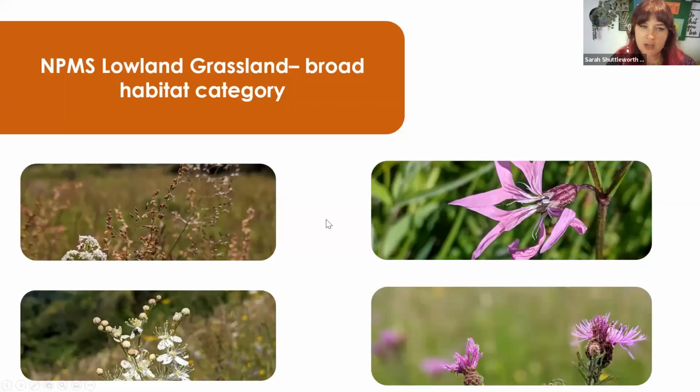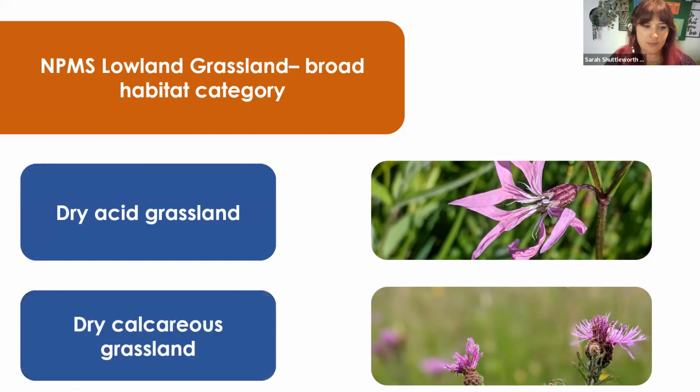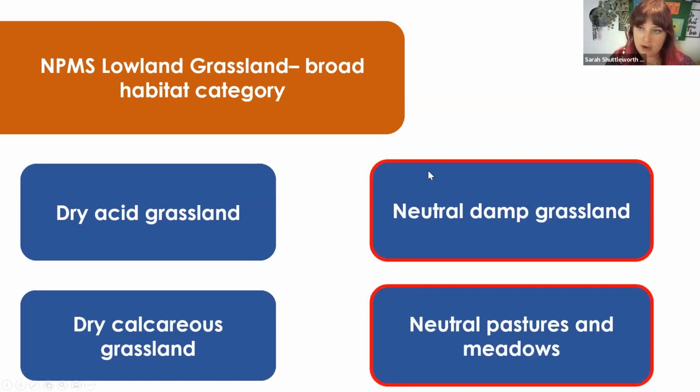Right, so first of all, where do these fine habitat categories sit? So we've got the NPMS lowland grassland as our broad habitat category. So essentially that is everything that's not in the sort of montane or upland regions, roughly over 400 meters or so. And within that broad habitat, we've also got the fine habitats dry acid grassland and dry calcareous grassland, which are associated very much with other surrounding habitats and geology and things like that. We've then got neutral damp grassland and neutral pastures and meadows, also within the broad habitat category. And these are the two that we're going to cover today.